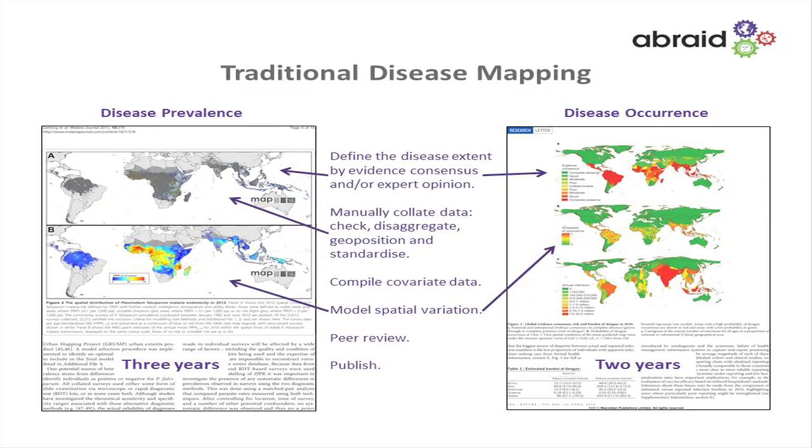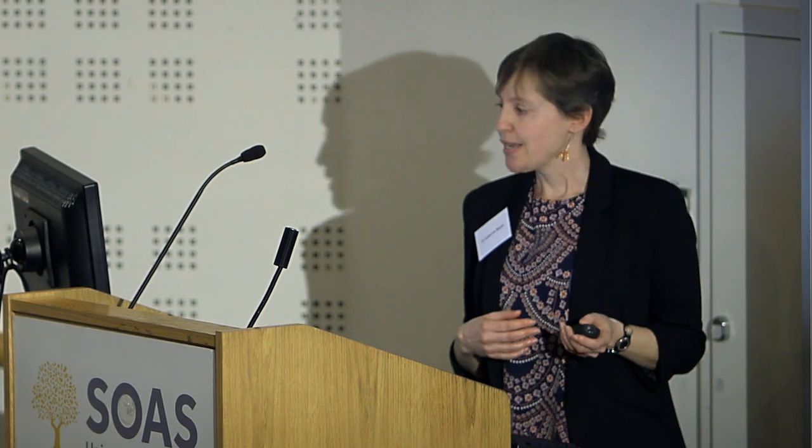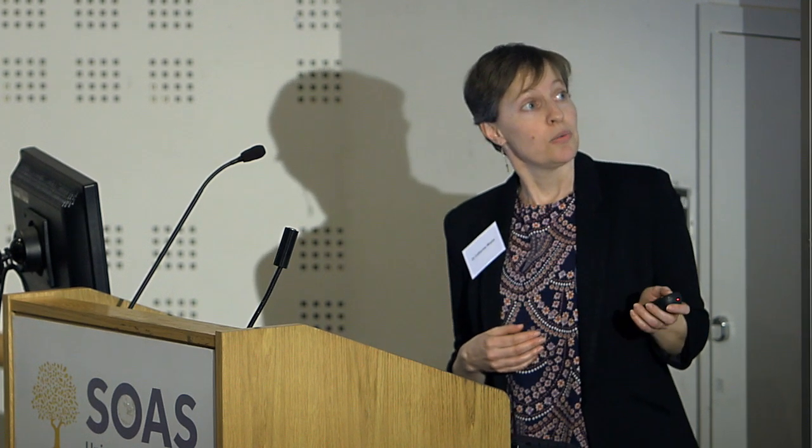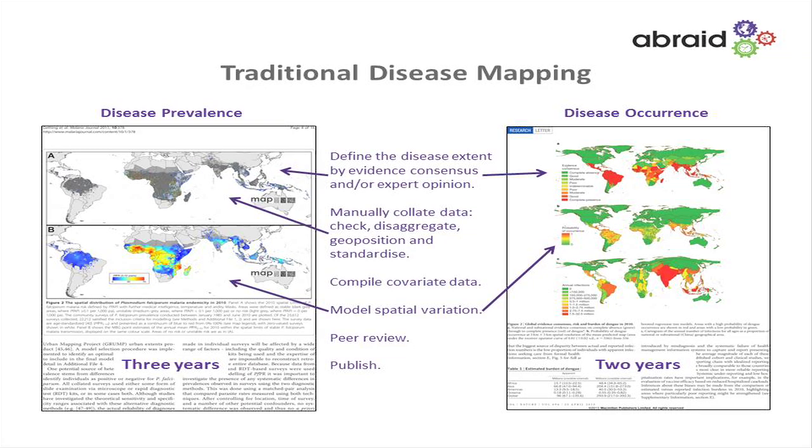So here we have two examples. On the left is a prevalence map for Plasmodium falciparum malaria, and on the right is a probability of occurrence map, the one in the middle there, for dengue. And what I'm going to talk about today is mainly the ones on the right. So the prevalence maps are a fantastic resource, and we've seen them up in a few talks already today.